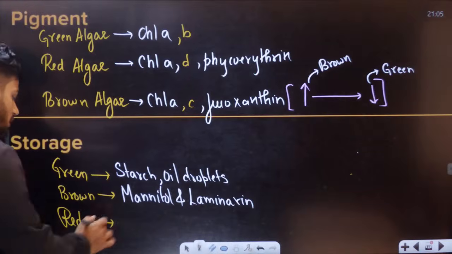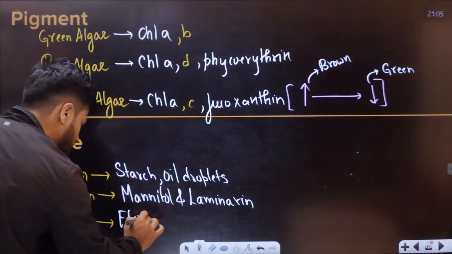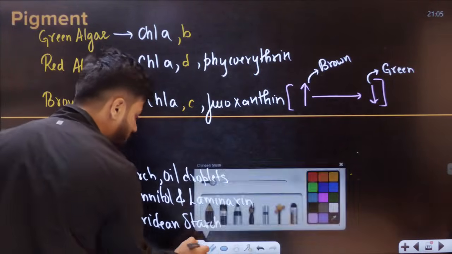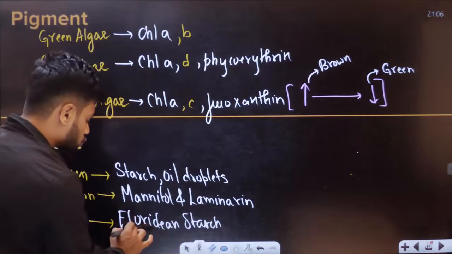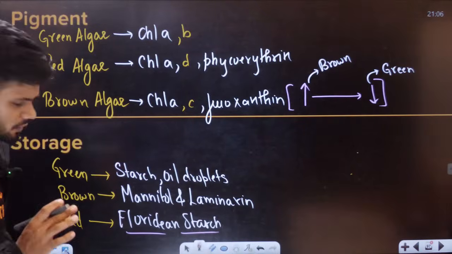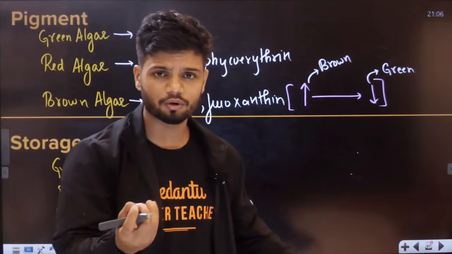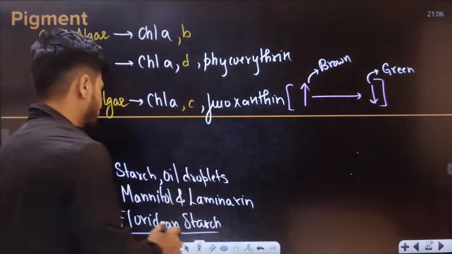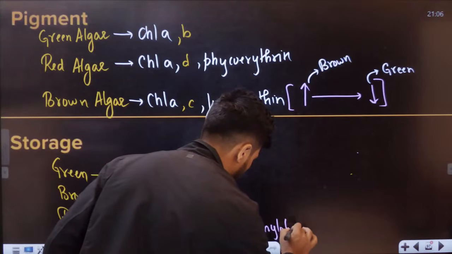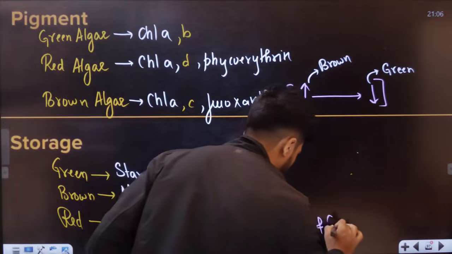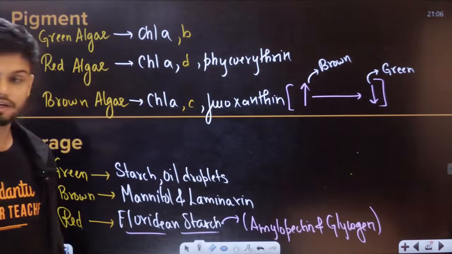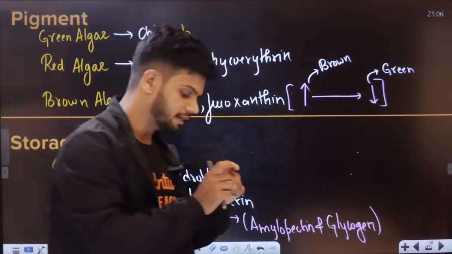In the case of red algae, we have something called Floridean starch. Now, the best part of this, students, is that the structure of this Floridean starch is very similar to amylopectin and glycogen. Okay, Floridean starch.